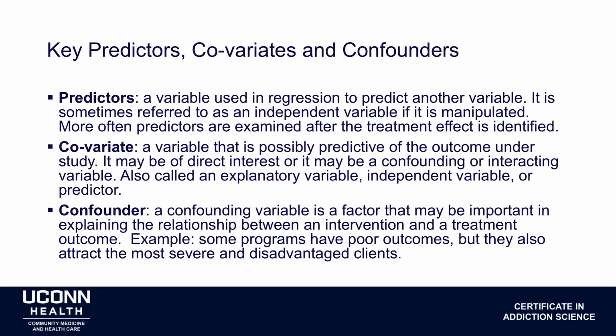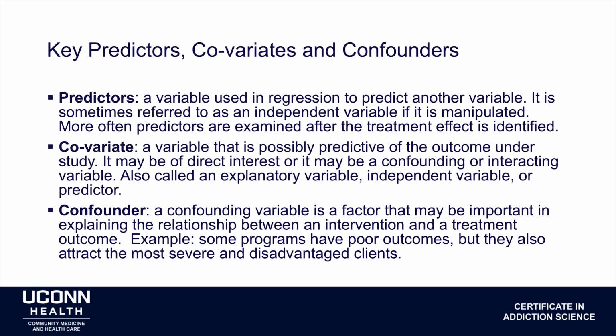But if you're comparing programs that attract very difficult clients with programs that attract patients who are much more socially stable and more likely to succeed in treatment, then you're really not evaluating the treatment at all. You're just evaluating the effect of treatment characteristics. That's why we need to control for confounders.